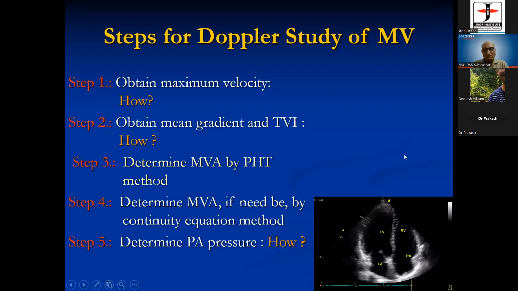This may seem difficult, but it is not difficult. We take an apical view, obtain maximum velocity. How? By taking a Doppler across the mitral valve, obtain a mean gradient. How? By planimetering the area, determine mitral valve area by PHT. How? By the EF slope, and then determine the PA pressure. How? By getting a TR jet. This, of course, we don't do so much.